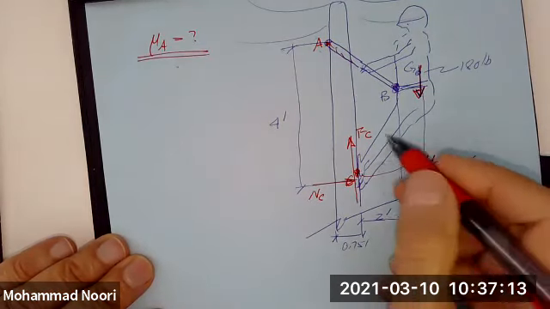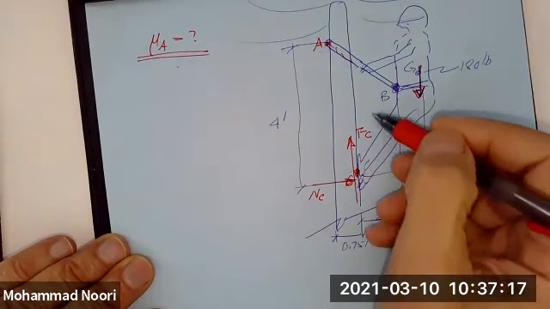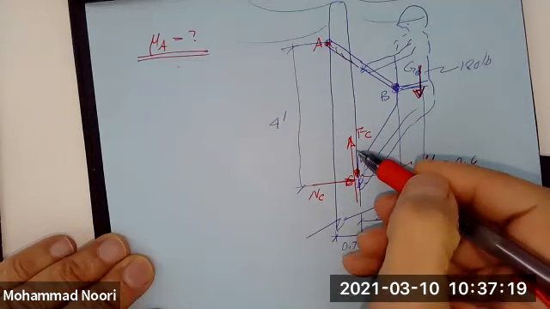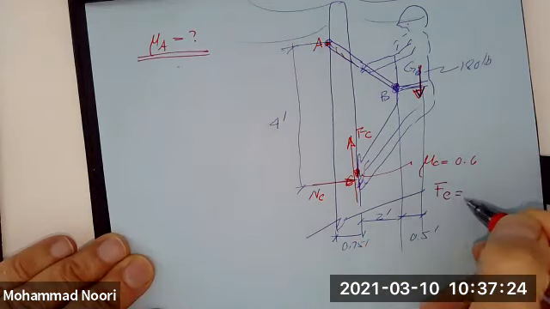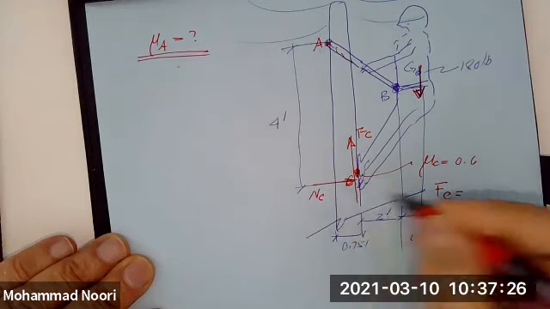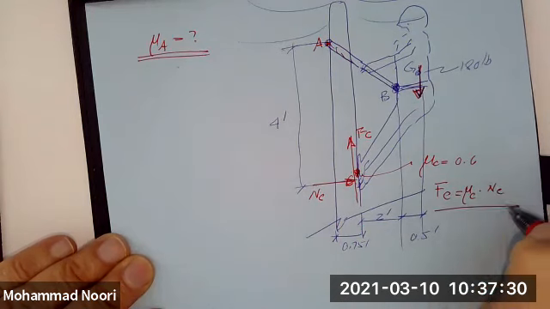Obviously, we don't want this guy to fall off. That means equilibrium is present. Where equilibrium is present, we know F sub C is related to N sub C: it is mu at C times N sub C. So these are not two independent unknowns.